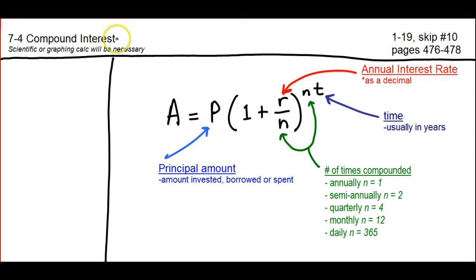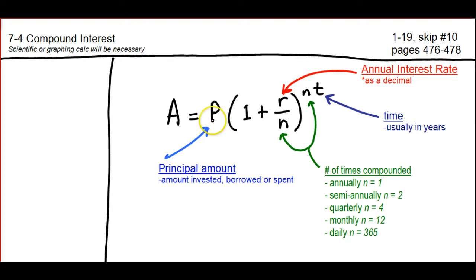Compound interest is simply interest that earns interest. So particularly when you're working with a savings situation or an investment, you want the money to grow as quickly as possible. So you want your interest to be compounded when it's an investment that you're making. When you're borrowing money, you typically don't want the interest to be compounded because that just means you're going to owe that much more interest when you pay it back.